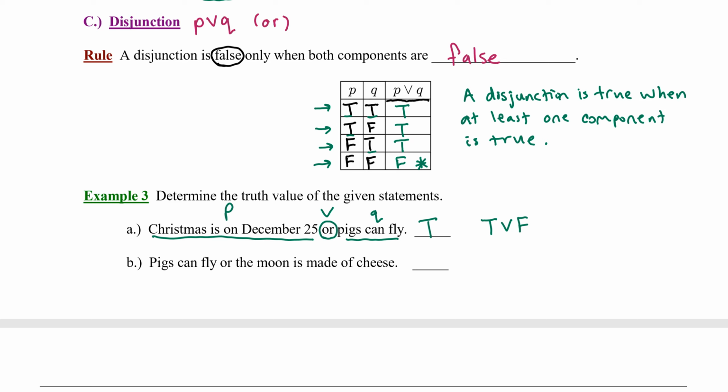Example B, pigs can fly, or the moon is made of cheese. Pigs can fly, let's call that statement P. Our connective here is or. The moon is made of cheese, we can call that statement Q. So I have a disjunction. Statement P, pigs can fly, well, that's false. Or the moon is made of cheese. Well, that's false too. So we're looking at this last condition. Since both sides of the disjunction are false, then the entire compound statement as a whole is false.